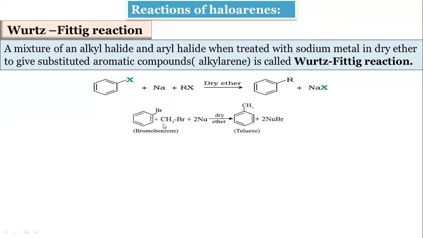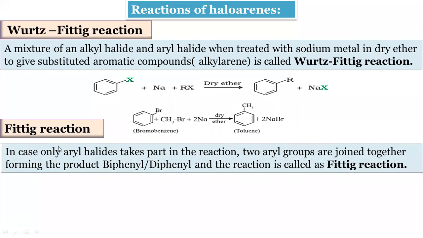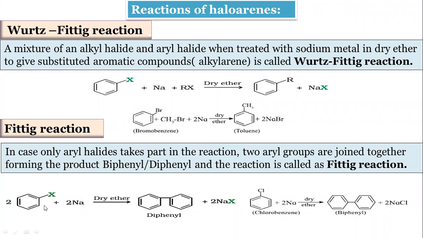Then the next one is the Fittig reaction. Wurtz-Fittig is different, and the Fittig reaction is different. In Wurtz-Fittig, one alkyl halide and one aryl halide are taken, and in the Fittig reaction, both are aryl halides. See here, one example I have shown. 2 molecules of chlorobenzene we have to take, with 2 Na, and we get biphenyl here. I forgot to write 2 molecules of chlorobenzene. Coupling takes place, and we get the biphenyl compound here.